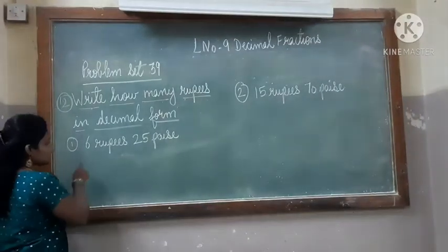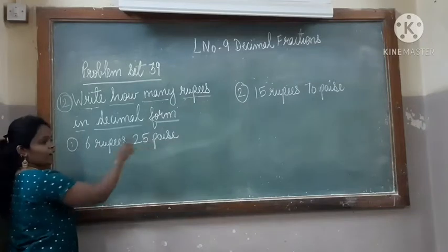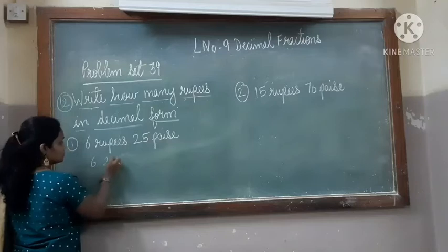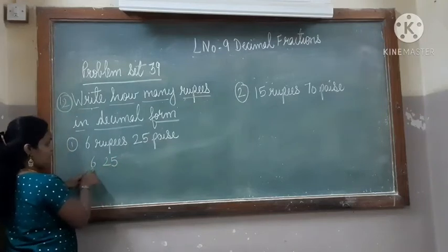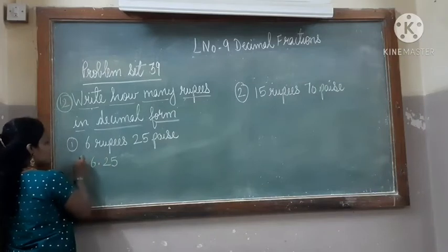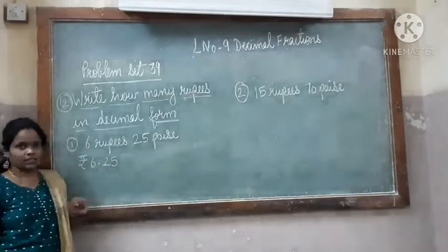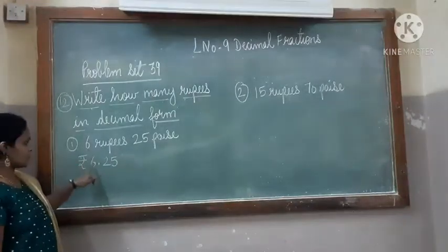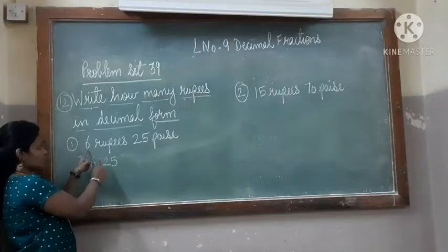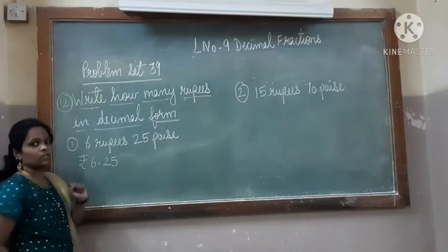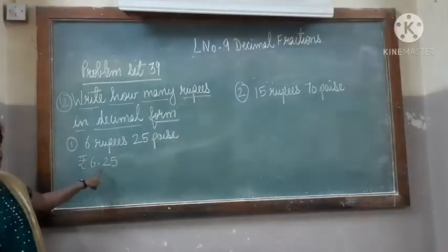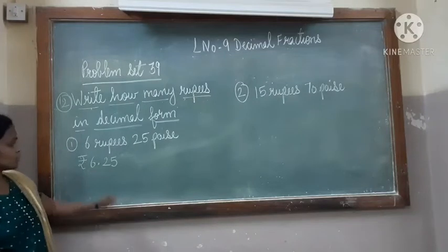See the answer of this. 6 rupees 25 paise. Now you will write 6 and you will write 25 also. And between this rupees and paise, the decimal point. Is that clear? What I have done, first I wrote this 6 as it is, I wrote this 25 also, and between the rupees and paise I have put the decimal point. So I got the answer rupees 6.25, means 6 rupees 25 paise.